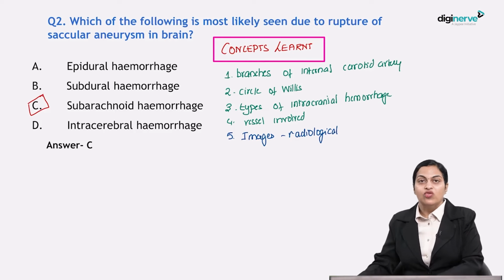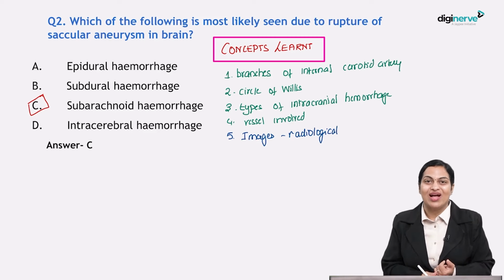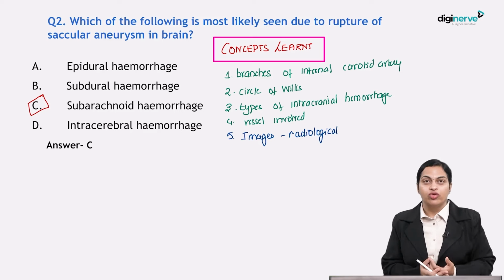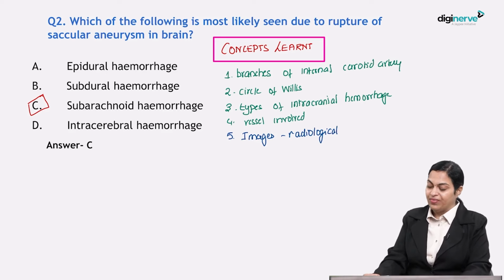Subarachnoid hemorrhage. So in this question, we have discussed branches of the internal carotid artery. We identified it in the image, and then we saw both circle of Willis, which arteries contribute and which do not contribute, right? And the types of hemorrhage, intracranial hemorrhage, right?